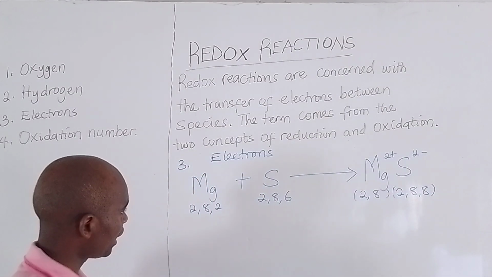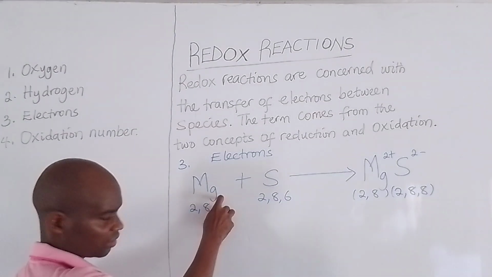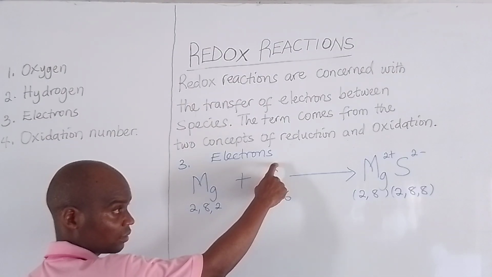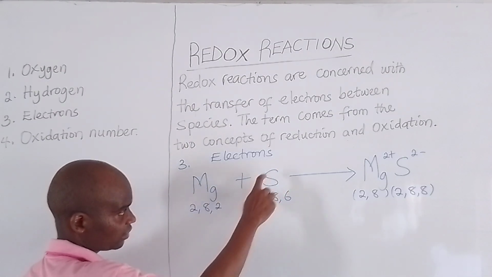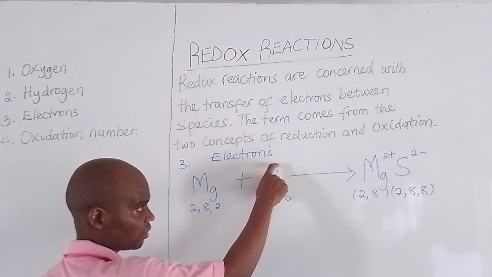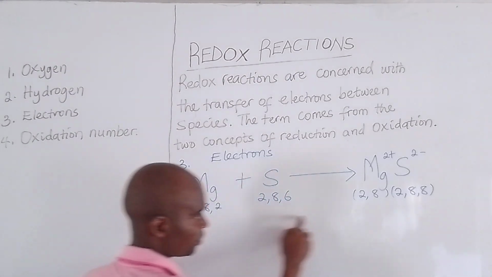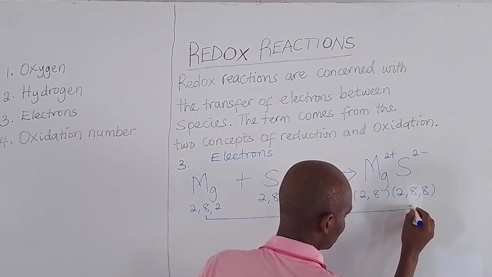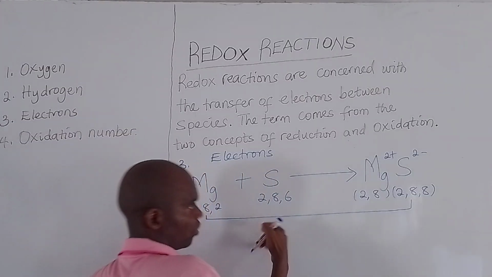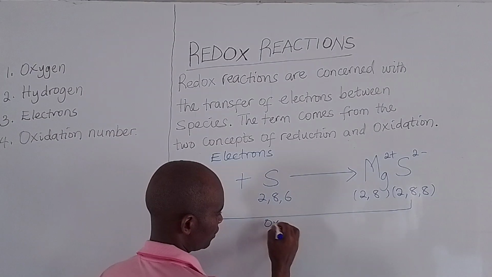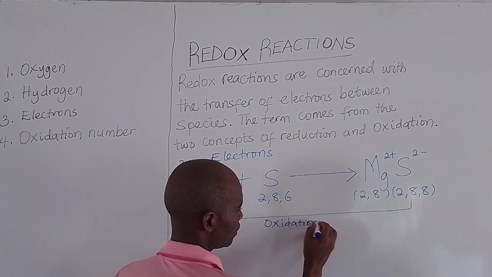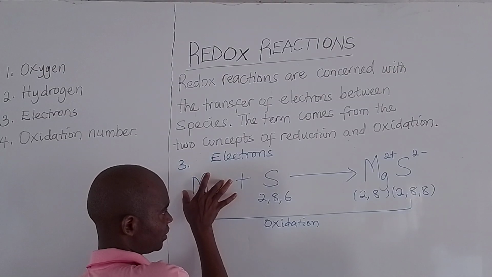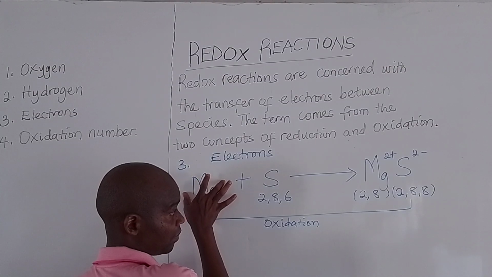So, in this reaction, 2 electrons have been transferred from magnesium to sulfur. So, from this point to what we have here represents loss of electrons, which is oxidation, because 2 electrons have been given out from magnesium.